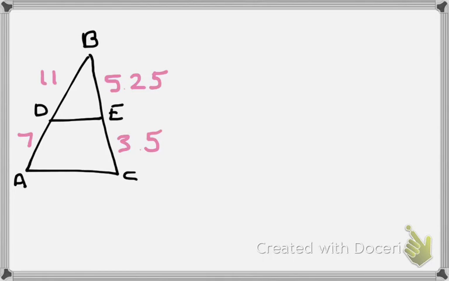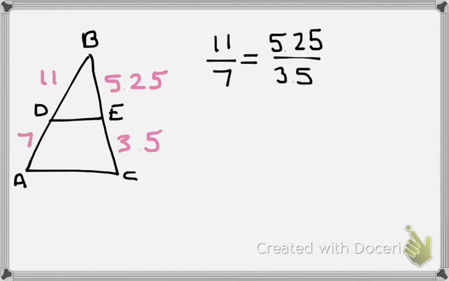So we're going to use what we already know, which is the fact that I can create those proportions. I'm going to create that proportion, assuming that DE is parallel to AC. But essentially, I have to test to see if it's true or false. So is 11 over 7 equal to 5.5 divided by 3.5? That's what you have to figure out. If it's true, we can assume DE is parallel to AC. If it's false, we can then conclude that DE is not parallel to segment AC.